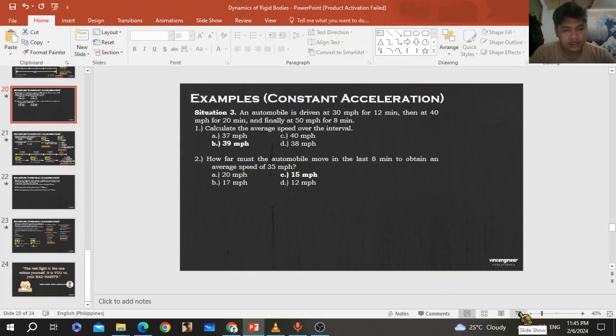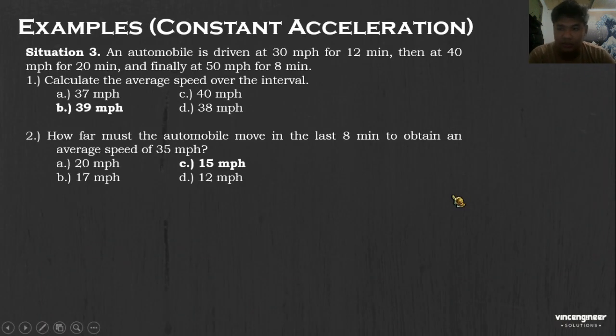So let's go to another example, guys, which is situation 3, all about constant acceleration. So we will read this first. Situation 3: an automobile is driven at 30 miles per hour for 12 minutes, then at 40 miles per hour for 20 minutes, and finally at 50 miles per hour for 8 minutes. The first question is to calculate the average speed over the time interval. And the second question is, how far must the automobile move in the last 8 minutes to obtain an average speed of 35 miles per hour?